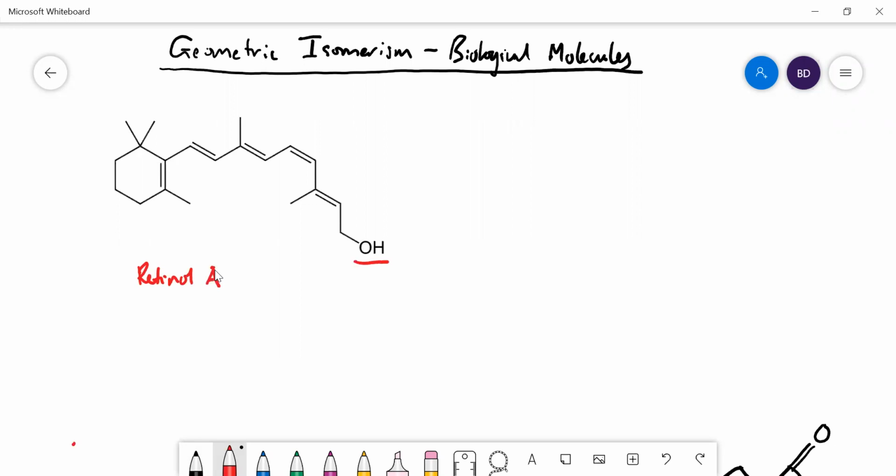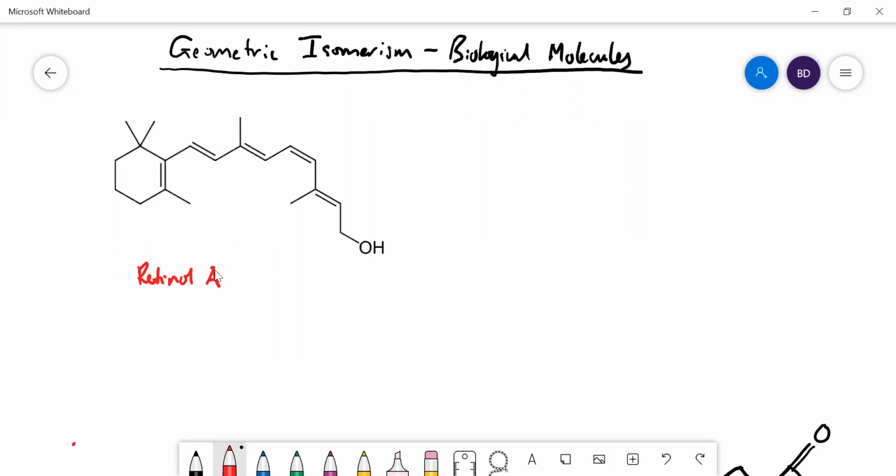It's vitamin A. Now vitamin A, you've probably heard the old wives' tale: you've got loads of vitamin A in carrots, so if you eat carrots, you'll be able to see in the dark, which isn't true. But there's an element of truth in it, in that you do need vitamin A in the rod cells in your retina.